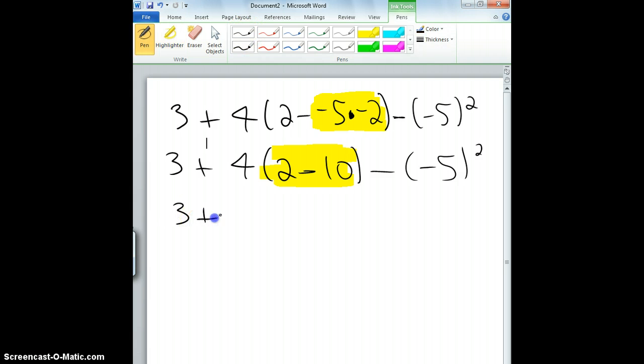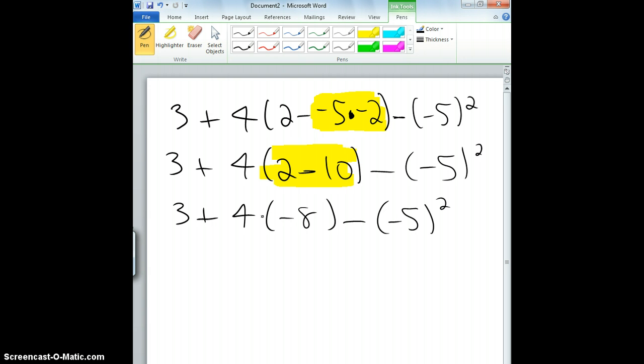So we have 3 plus 4, 2 minus 10. I would owe $8. If I have $2 and someone takes $10 from me, I'd be in debt $8. And then minus, and then my problem over there. All right. So this parenthesis is done. There's no more math to do in it, but I'm going to keep the parenthesis because it's touching a number, so I need that to show that that is multiplied.